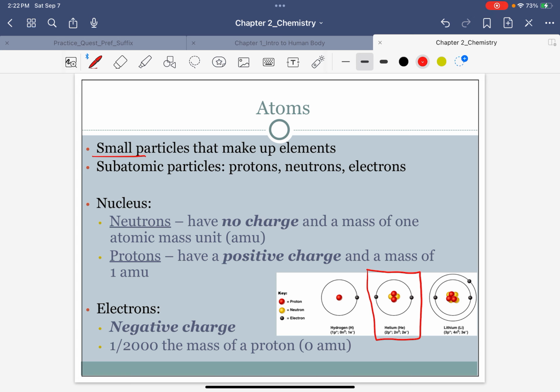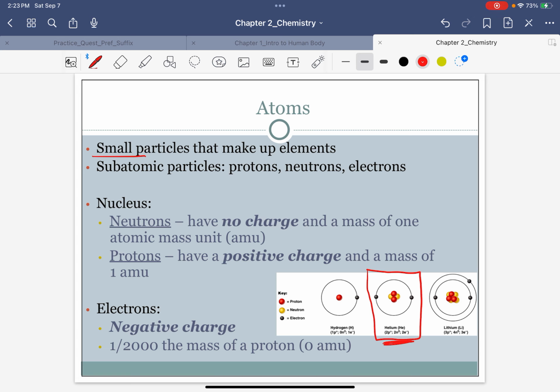So let's talk about the structure of an atom. I've put in a rectangle helium. I'm not going to ask you to know the specific structure of each, like what does helium look like versus lithium, but I'm going to use helium as an example. So let's first identify the two main structural parts of an atom. An atom is made up of two structural parts.